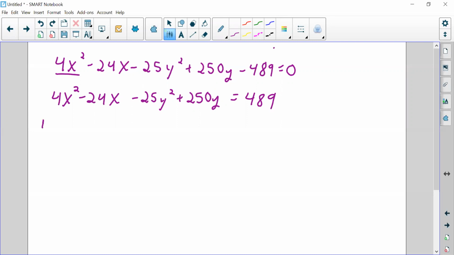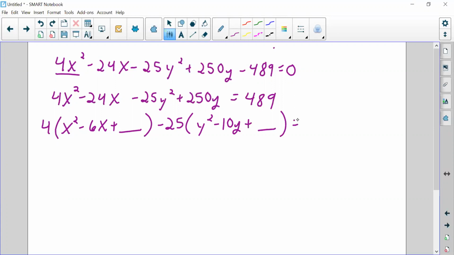So from the x's, I want to factor out a 4. And so when I divide by 4, what does that leave me for my x terms? Okay, so it gives us x squared minus 6x. And I'm going to put in my blank. And then for the y terms, what am I going to factor out? Negative 25. And so what does that leave me with? y squared minus 10y. So make sure you factor out a negative 25. So your sign always changes there for that y term.